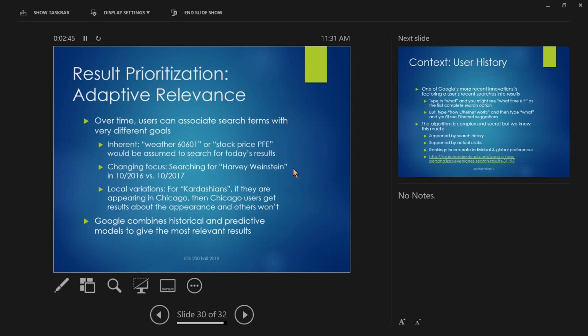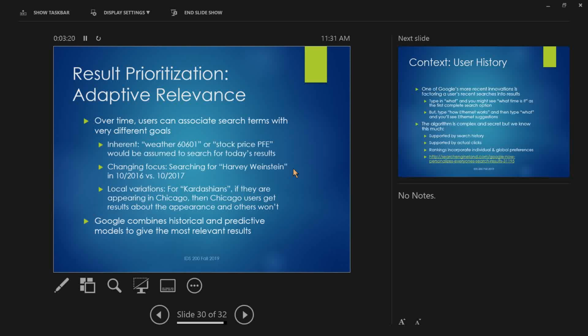Likewise, local variations. For example, suppose the Kardashians are appearing in Chicago for something. If you search Kardashians in Chicago, then the Chicago users will probably get something about some upcoming appearance, but people in other parts of the world probably would not. And Google would recognize that by saying, all the people in Chicago that are Googling Kardashians, they're all trying to find out about their appearance. Where they're going to be, what they're going to do, that sort of thing. And Google will say, this subset of users, when they Google Kardashians, they want this. Other people in other parts of the world, they just want to know about their TV show or something.